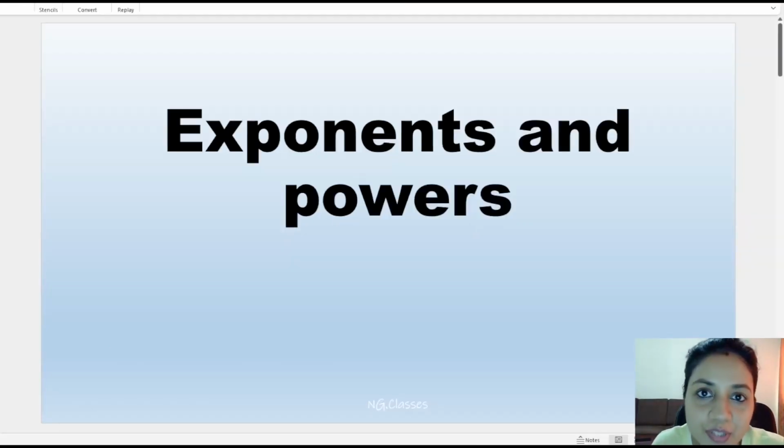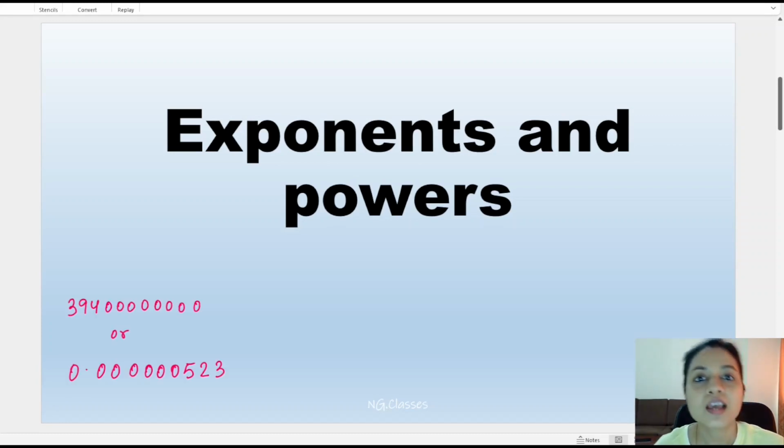So today we are going to discuss the concept of exponents and powers. Now you must be thinking why we are going to learn this concept. What's the use of it in real life? So when we are having such a larger number or maybe such a smaller number, just like this, then we can use the concept of exponents or powers so that it will minimize the chances of occurring mistakes and we can handle such numbers with ease.